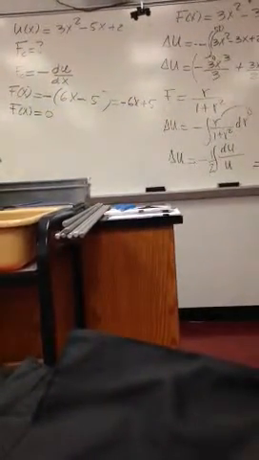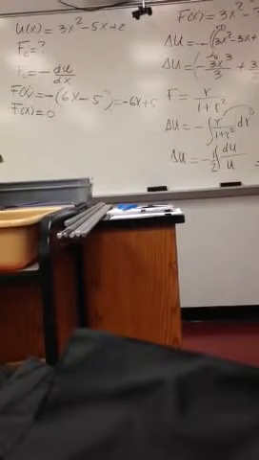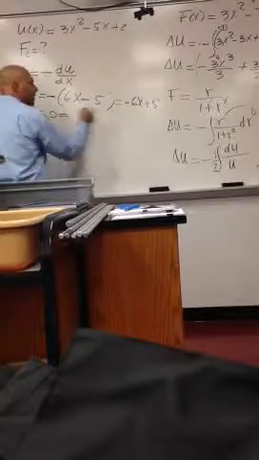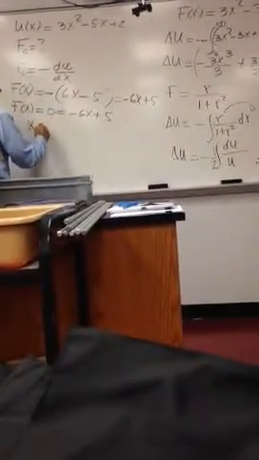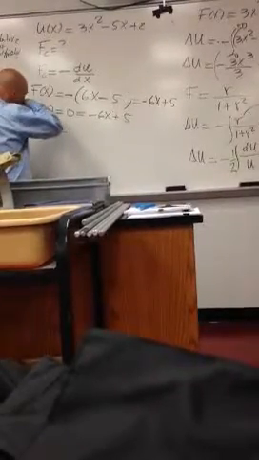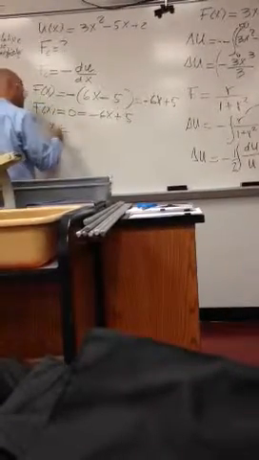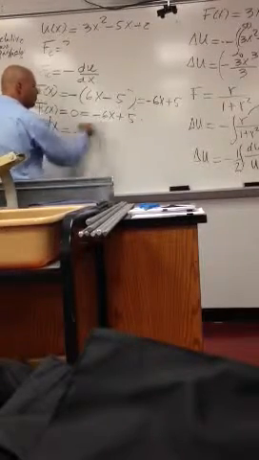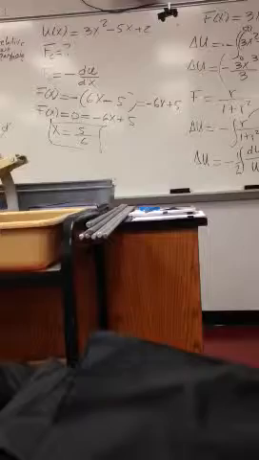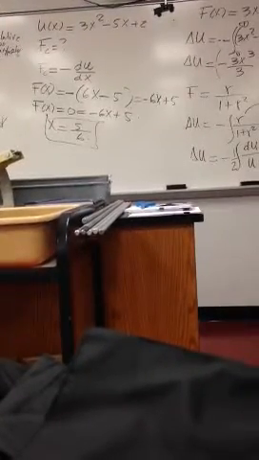Correct? But now, if I ask what the equilibrium point is, you make the force equal to 0. So this will be negative 6x plus 5 equals 0, and we get x. That will be where we have the equilibrium point. x is equal to 5 over 6. At 5 over 6, we will have an equilibrium point.